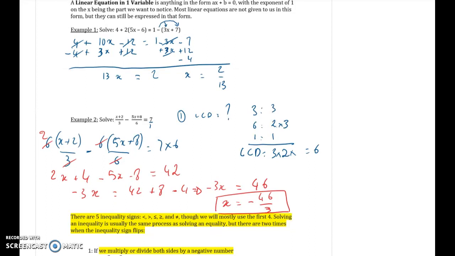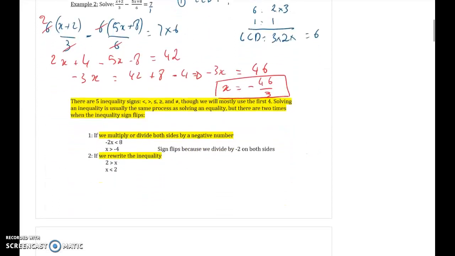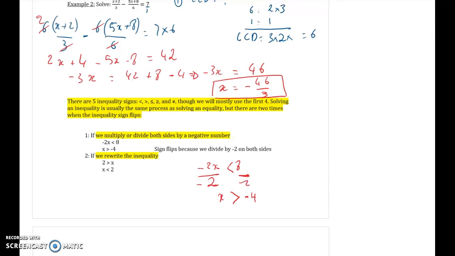All right. Now let's focus on the inequality. You need to remember that when we are multiplying or dividing by a negative number, we need to flip the sign, the symbol. So in that case, if we have minus 2x less than 8, I divide by negative 2. So the first thing I want to do is flip my symbol. 8 divided by negative 2 equal negative 4. And so I get x greater than negative 4. Okay?